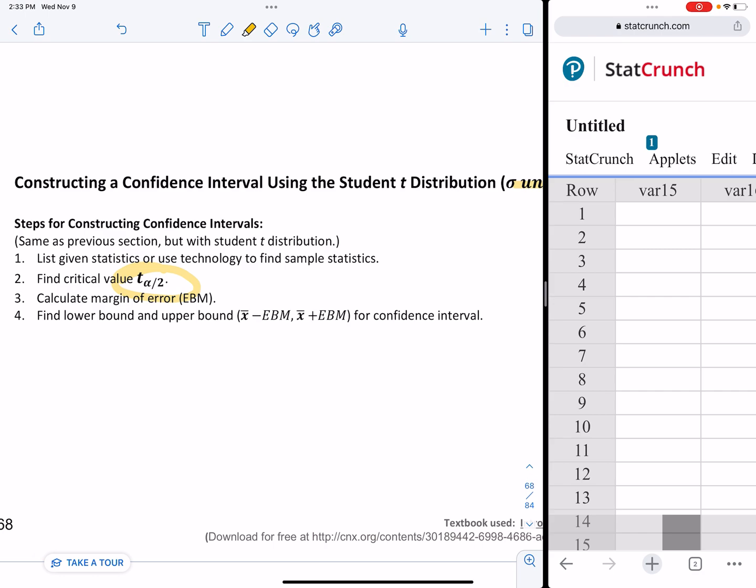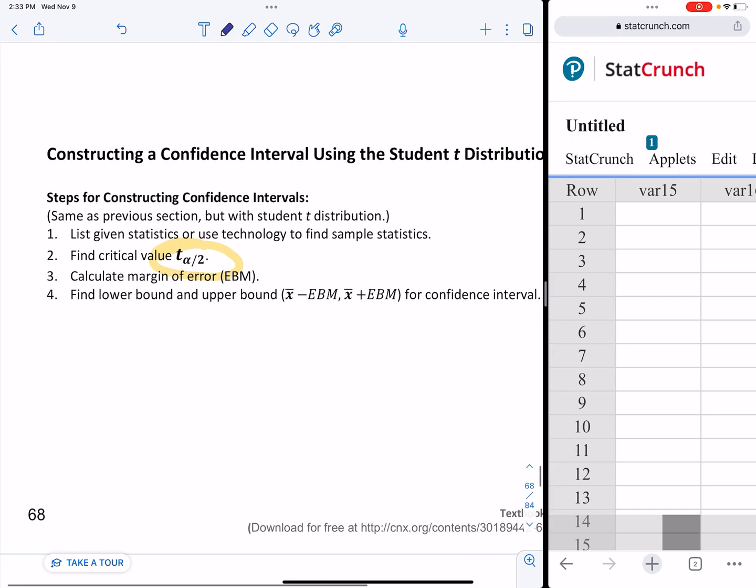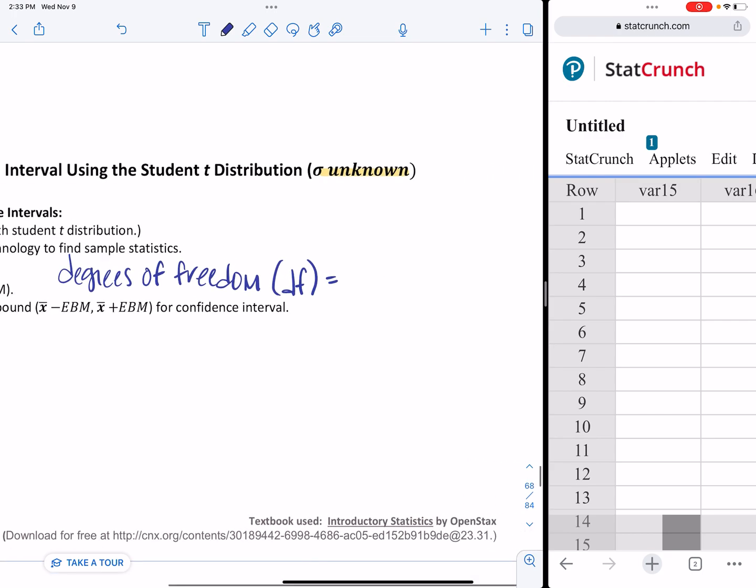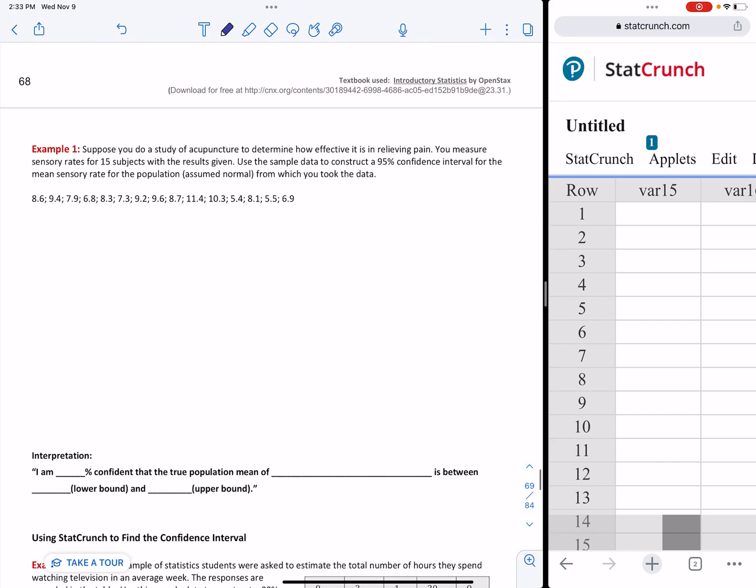One thing that is going to be useful is to go back and refresh on degrees of freedom. We call it DF. And that's n minus 1, so our sample size minus 1. So here we go.